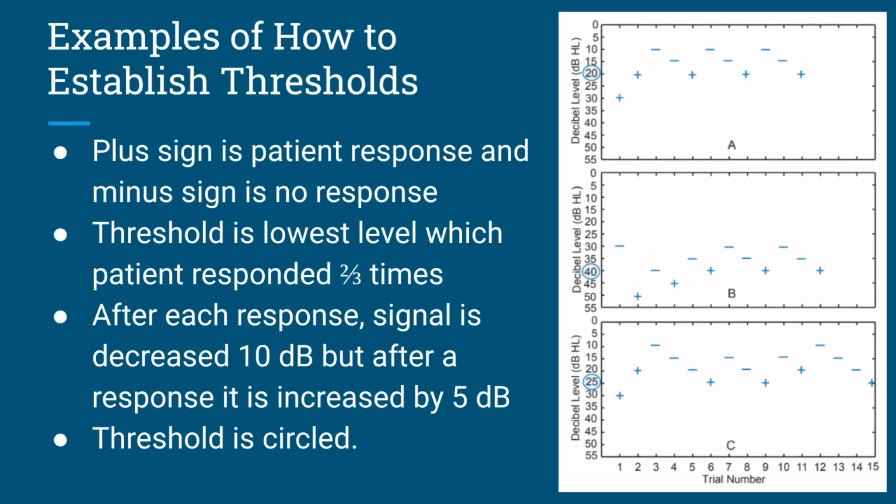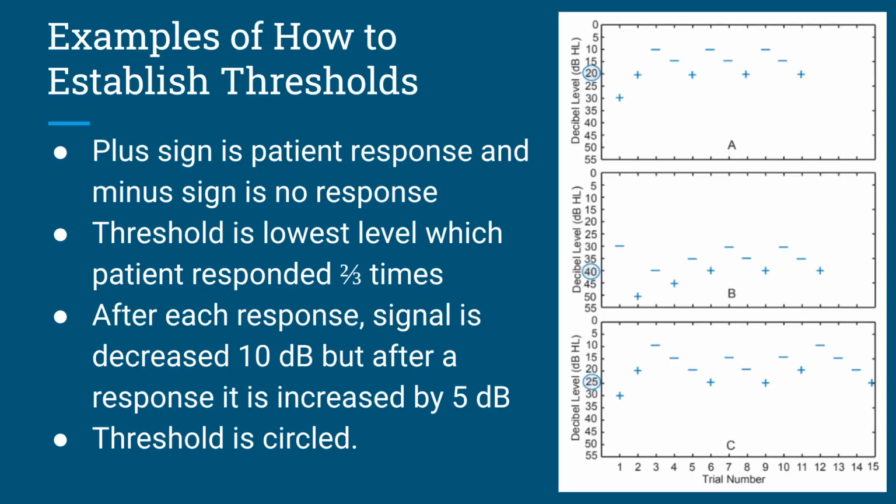Now we've got figure B. In figure B, we're starting out at 30 dB. Patient didn't respond, so we're jumping up to 50 dB, 20 dB higher. And so at 50 dB, the patient did respond. Since patient responded at 50 dB, we dropped it down to 40 dB. No response, so we increase in 5 dB steps to 45 dB. We got a response, dropping it down to 35. No response, increasing it to 40. Then we got a response, dropping it down to 30.